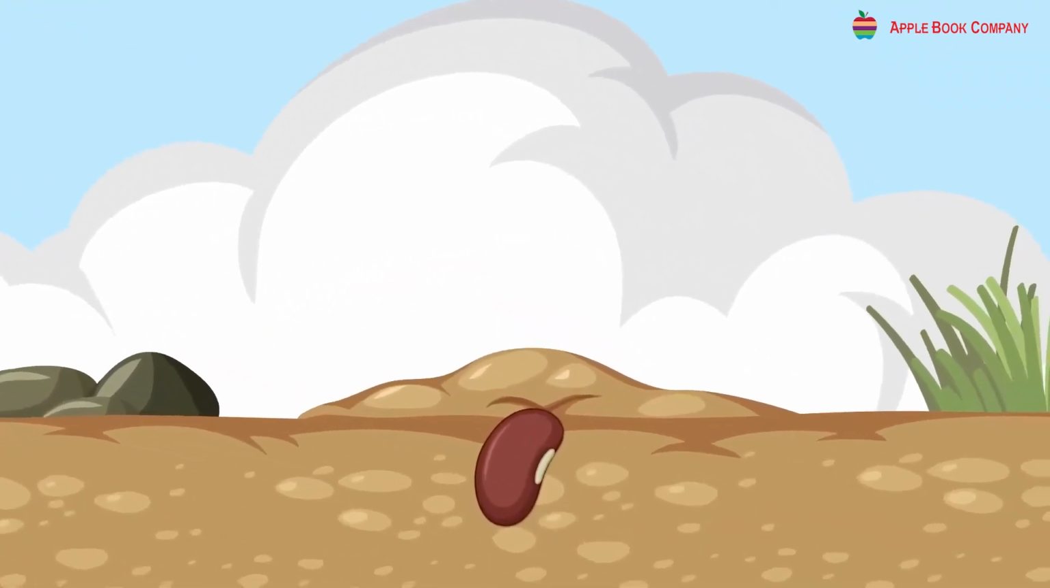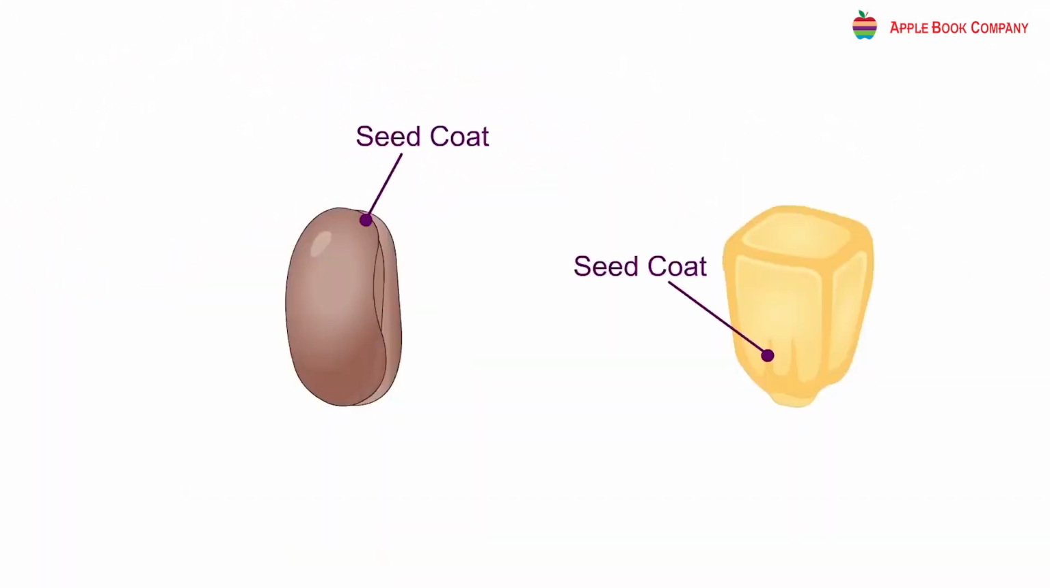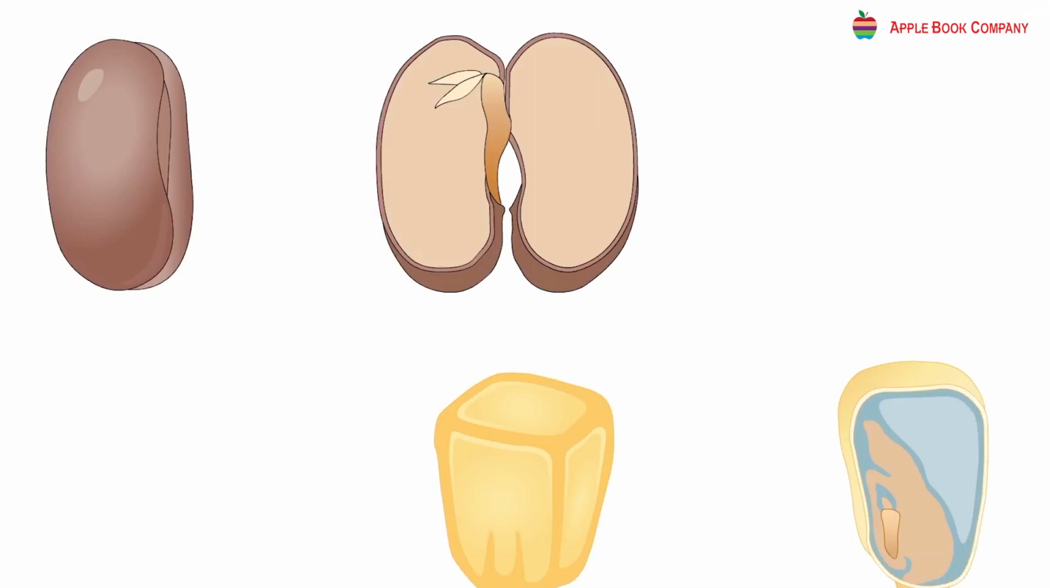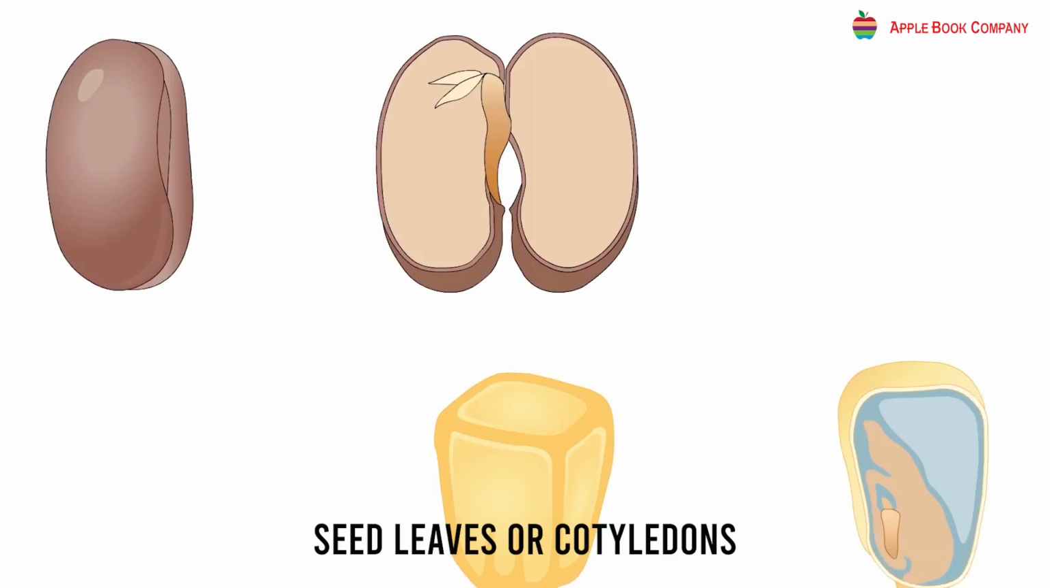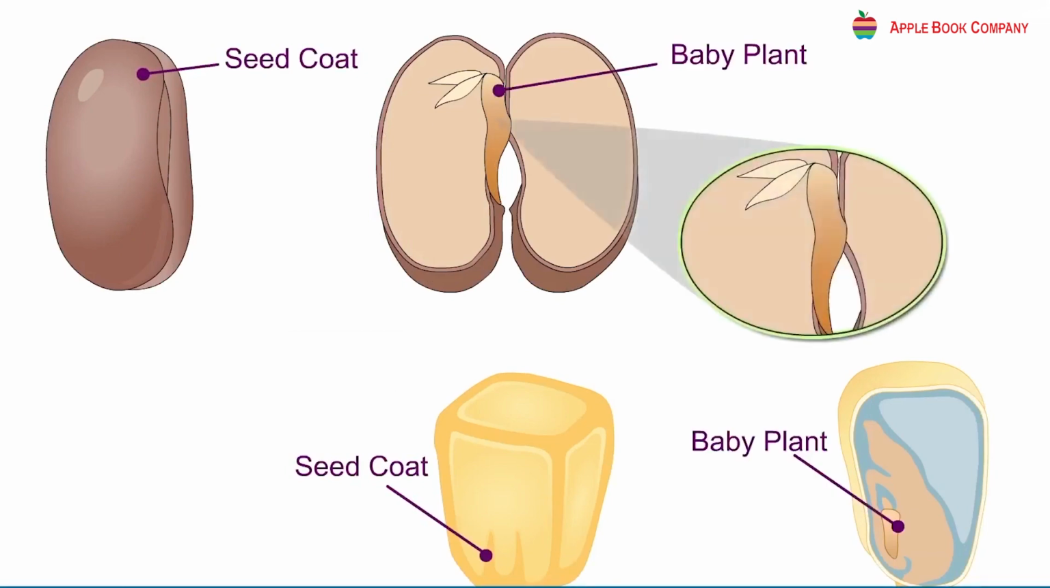There are two main parts of a seed. Seed coat. It is the outer protective covering. It protects the baby plant inside the seed. It has a tiny hole through which the seed gets water. Seed leaves or cotyledons. A seed may have one or two seed leaves. They contain the food for the baby plant when it comes out of the seed.